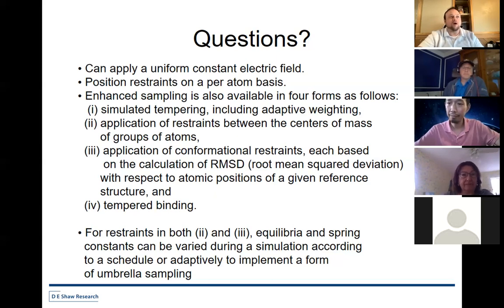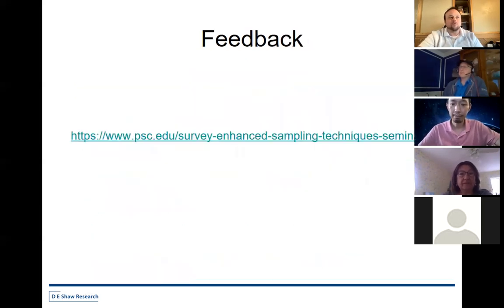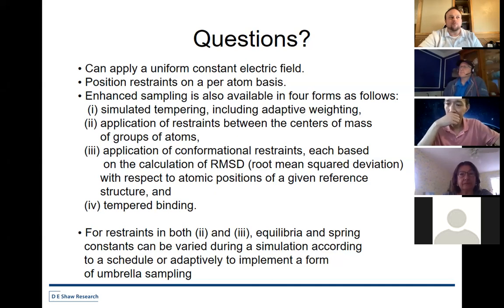Great, thank you. We do have a question in the chat from James. Do you have to bring the two proteins together with some restraining force? Do you mean for the tempered binding? That is a completely free simulation. So you can start the two proteins very far away from each other and just turn it on and let it go. You don't have to have them started together. Just in that example, it was because we were trying to essentially heal a bad conventional MD simulation where it was kinetically trapped.